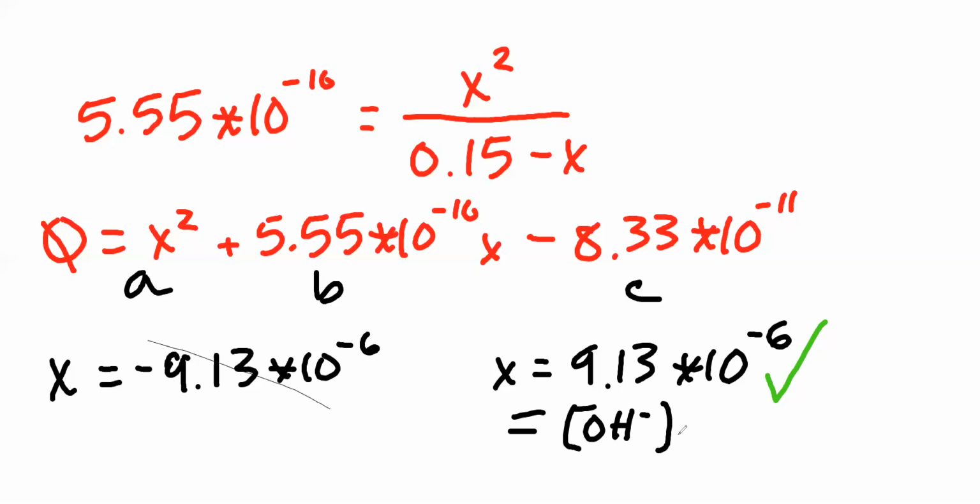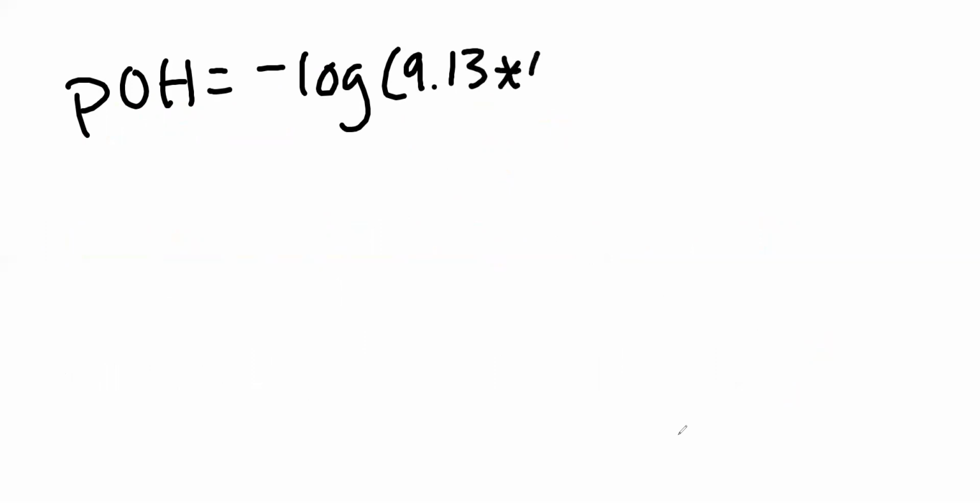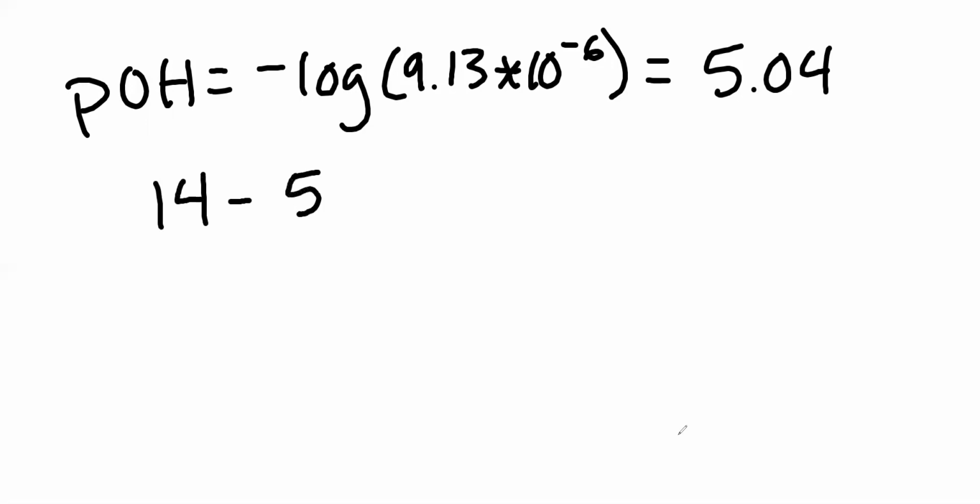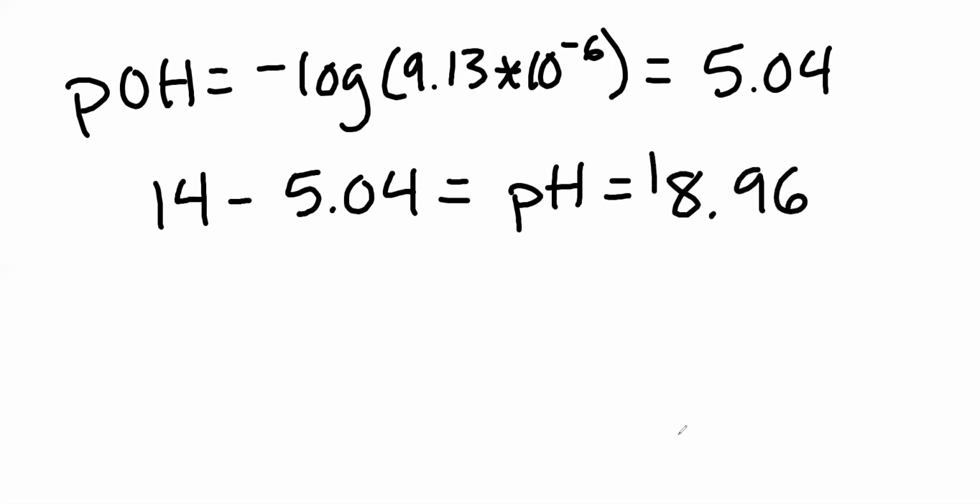So now we know our hydroxide ion concentration. We can find the pOH, negative log of that answer. So our pOH is 5.04. And then 14 minus that value gives us the pH, which is 8.96. All right, so there's the pH of our salt solution. We knew it would be basic, and here it is at an almost 9 pH.